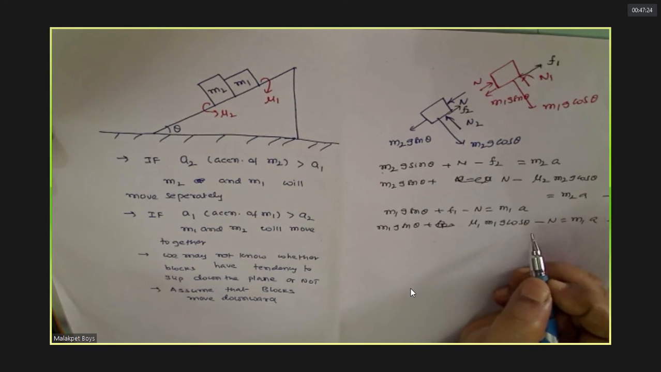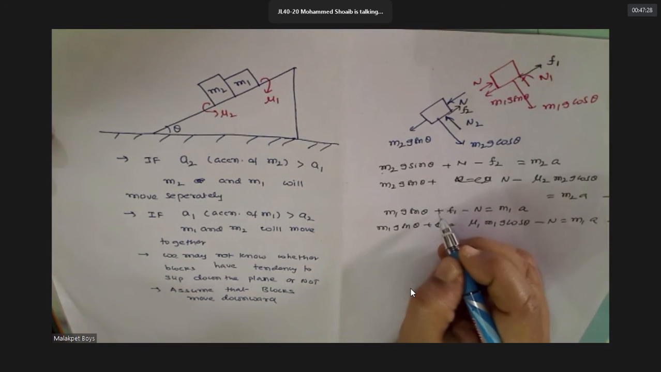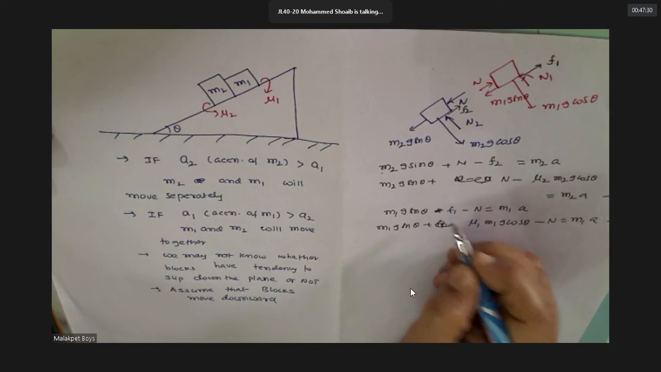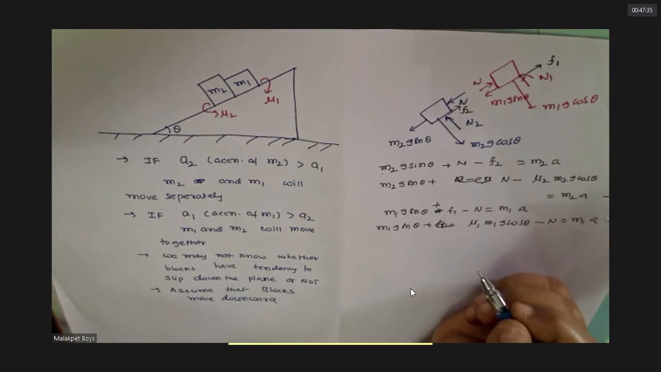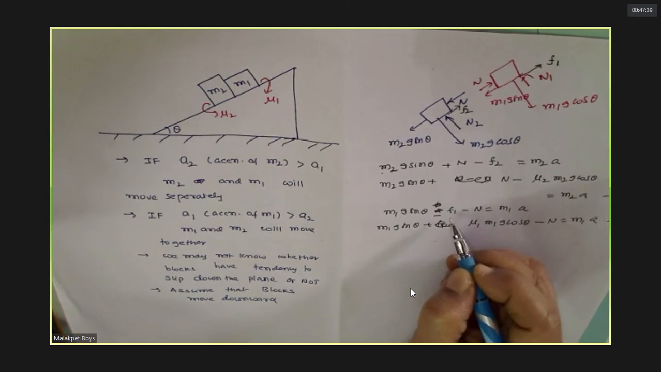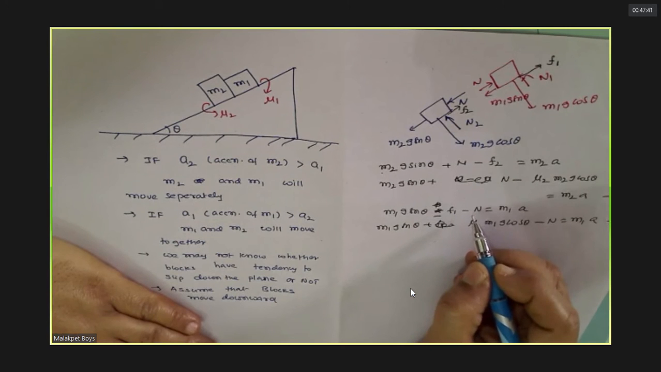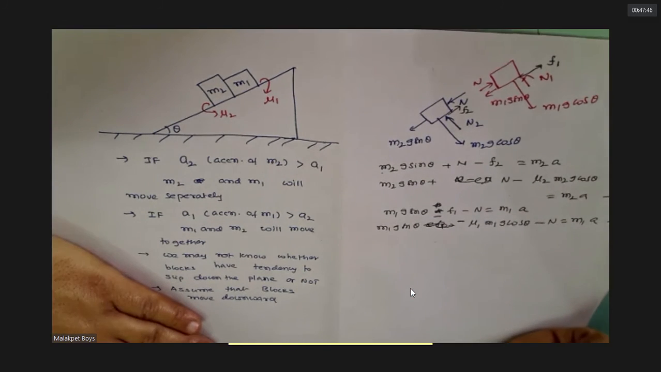M1G sin theta minus F1, na sir. F1 is moving. Yes, sir. M1G sin theta minus mu1 M1. Sir, down. Both, sir, both. Yes, sir. Minus M1G sin theta, 1 second wait, minus a plus n. Okay, minus, both are minus. Okay. Yes sir. Do you agree with this?